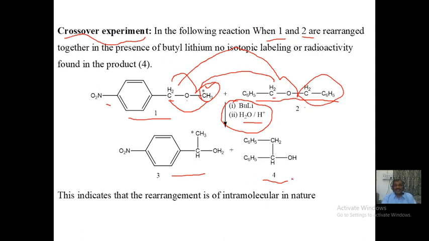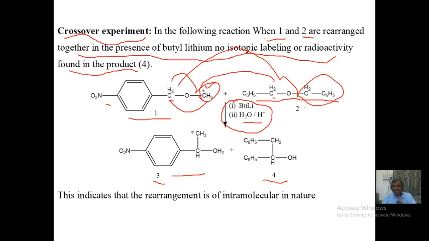So products 3 and 4 were analyzed, and it was found that even when we use the labeled radioactive carbon, when 1 and 2 are rearranged together in the presence of butyl lithium, no isotopic labeling or radioactivity is found in product number 4. All the radioactive labeled carbon remains with the starting material 1, which gives you 3.